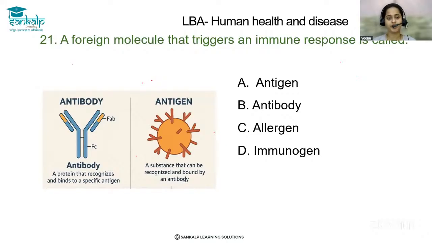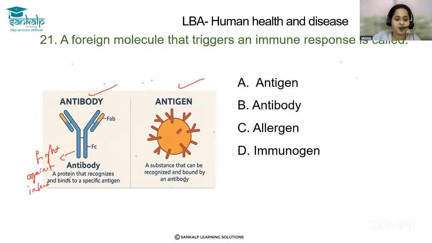Let's solve question 21. A foreign molecule that triggers an immune response is called. Dear student, if you observe properly, in the image there is an antibody and the antigen. Let me give you clarity. An antibody is a protein that always recognizes and binds to a specific antigen, and it acts against and fights the infection.